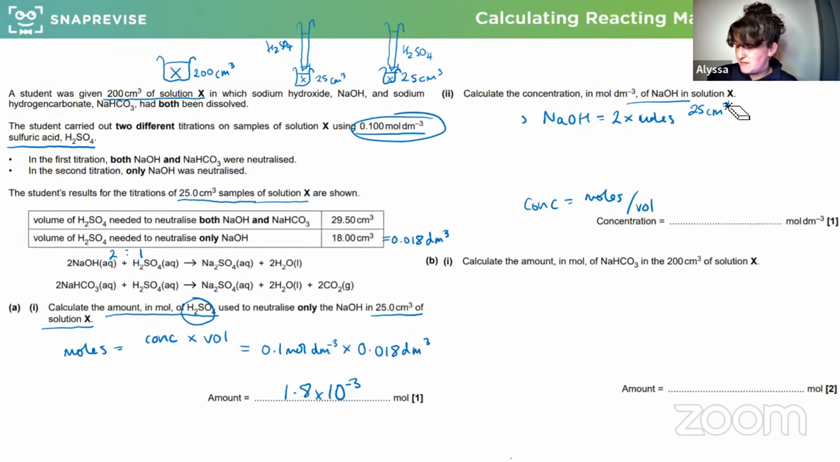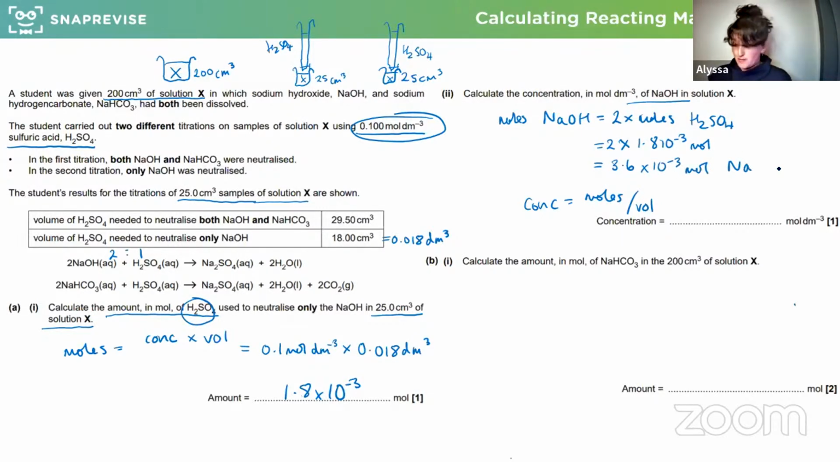So my moles of sodium hydroxide are twice the moles of sulfuric acid. So I'm going to need to double, not divide by 2, double my moles of sulfuric acid. So 2 times 1.8 times 10 to the minus 3 gives me 3.6 times 10 to the minus 3 moles of sodium hydroxide. Got to be so careful with the words, haven't you?